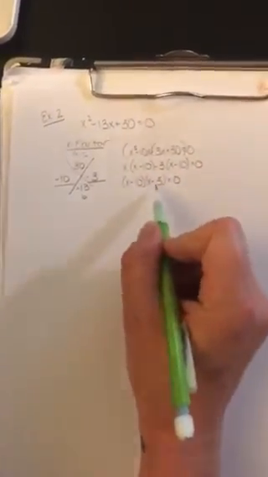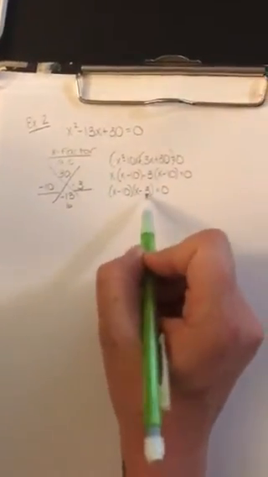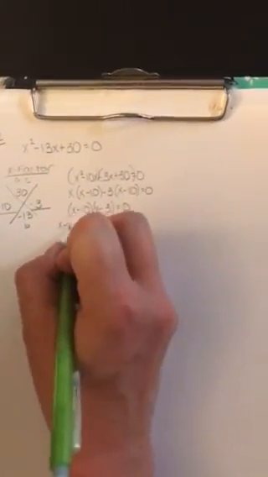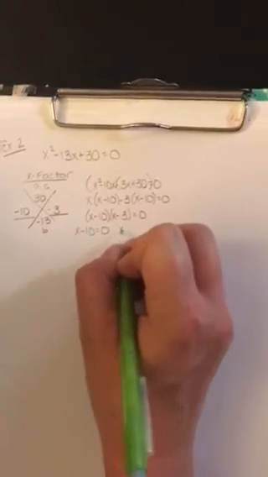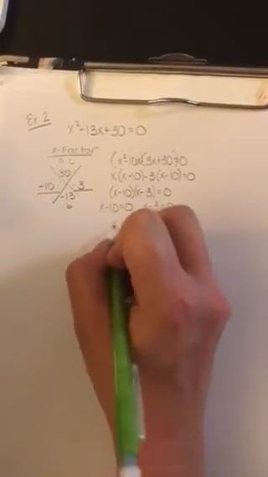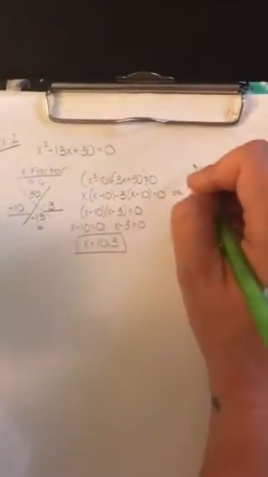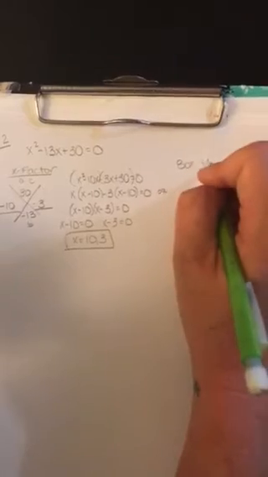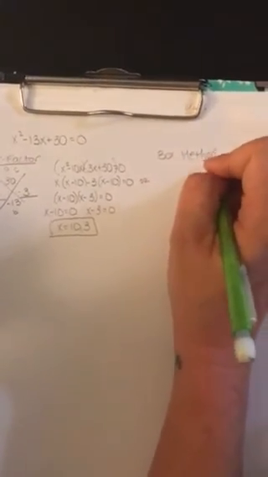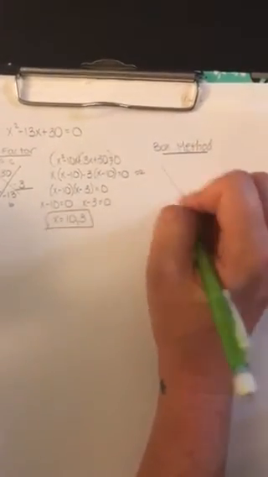Remember, if you're multiplying two terms and they're equal to 0, one of them's got to be 0. So set them each equal to 0. And x is 10 or 3. Okay, that was method number 1. Method number 2 is our box method. Okay, we started out the same way.